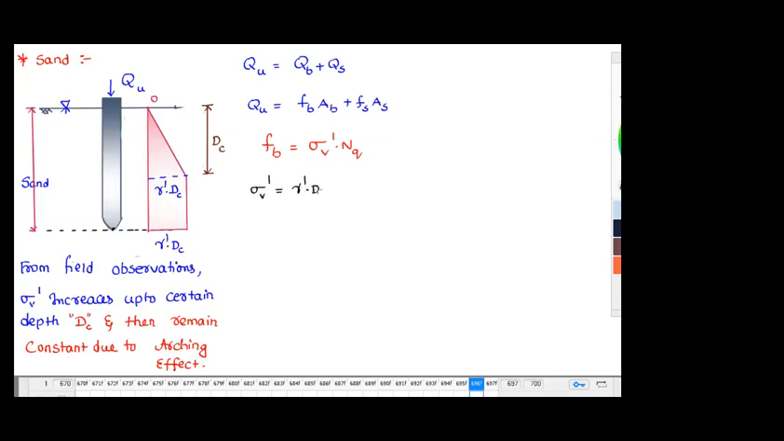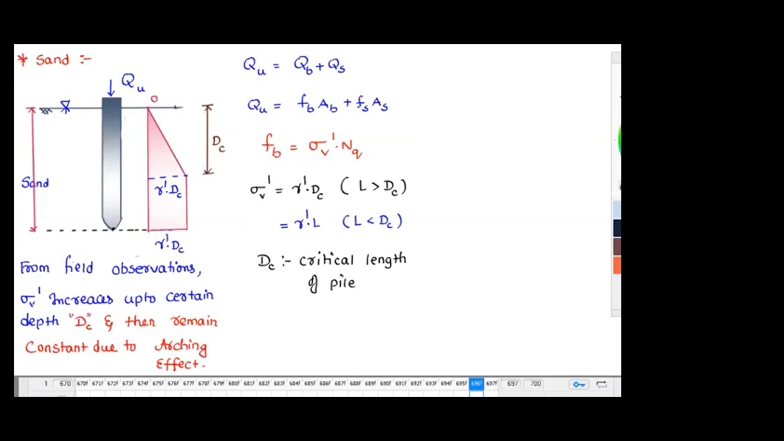Sigma V dash is equals to gamma dash into DC when the length of the pile is no more than the DC. And sigma V dash is equals to gamma dash into L when the length is less than the DC. Sir, what is this DC? The DC is nothing but critical length of the pile.